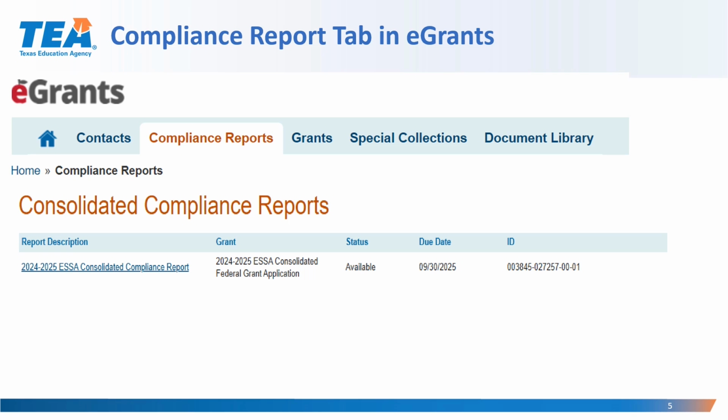Once you have successfully logged in to eGrants, you will see the Compliance Reports tab. Click on this tab, and this will list the available compliance reports for your LEA. Select the appropriate compliance report.